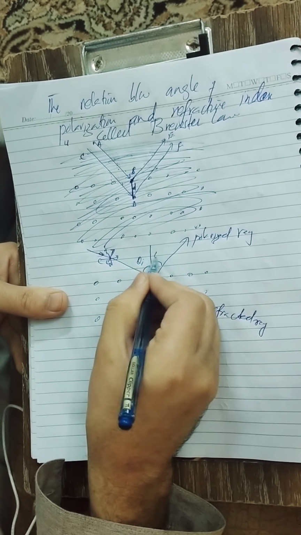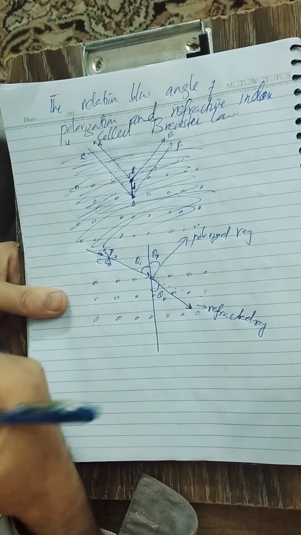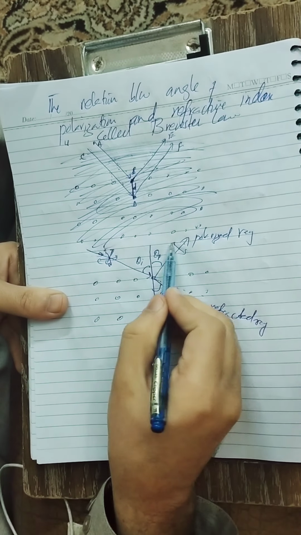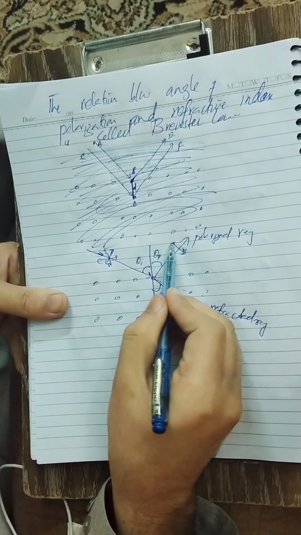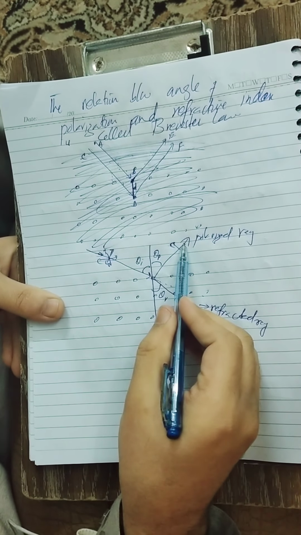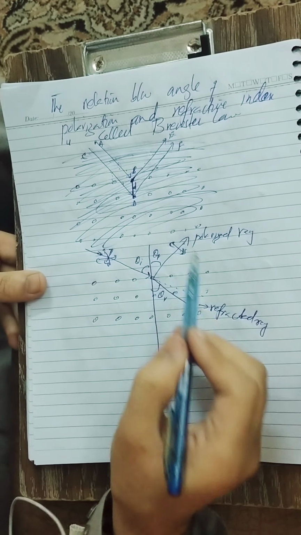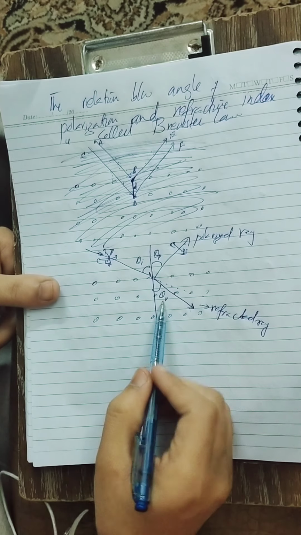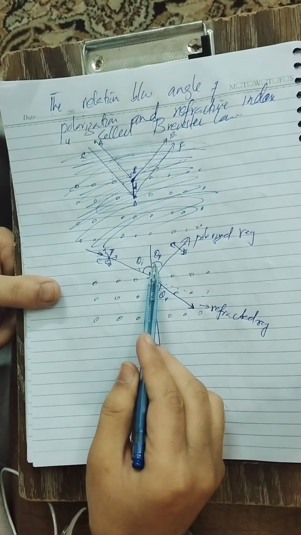This is called the polarized angle, because this ray is a polarized ray, because it has only one vibration. So this is the reflected ray or the polarized ray. The same thing here: this is called the refracted ray. So this angle is the refracted angle, this angle is the incident angle, this angle is the polarized angle.